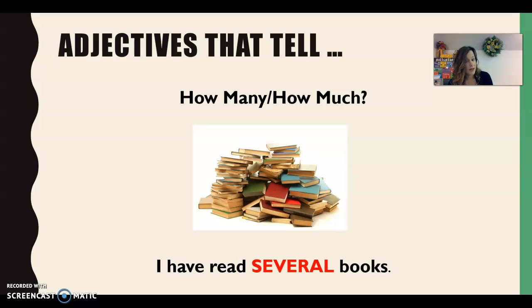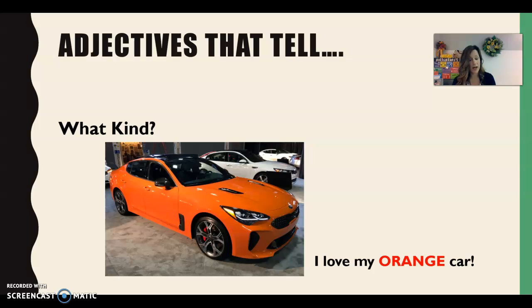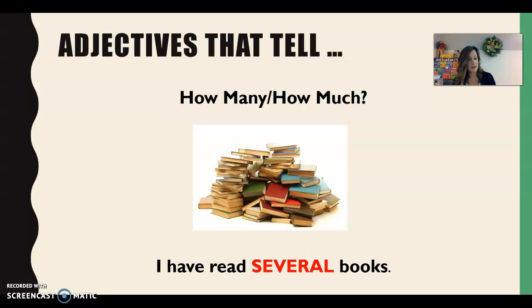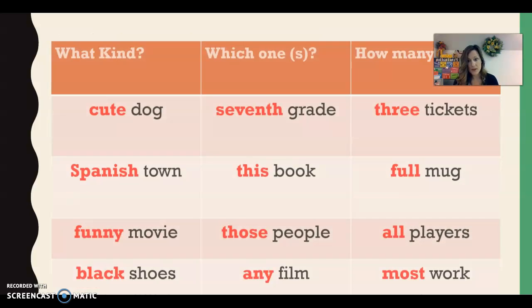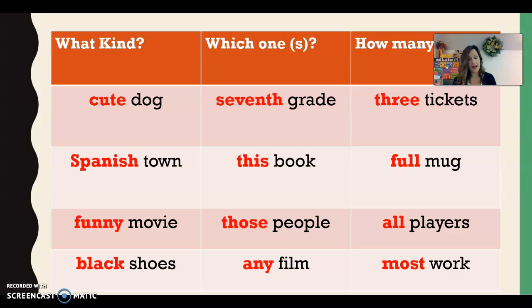Adjectives that tell how many or how much. I have read several books. That tells how many, several. So here's where, if you haven't already started to add these words to the graphic organizer, you'll want to go ahead and do that. Orange goes where it says what kind of adjectives, this goes under which one, and then several you would put under how many or how much. Then just continue as you watch this video together, you will continue to add those words to your graphic organizer.